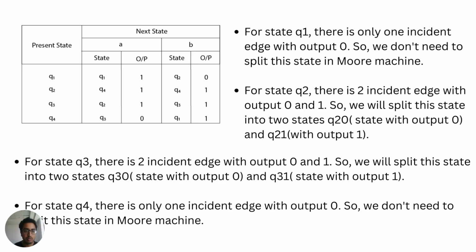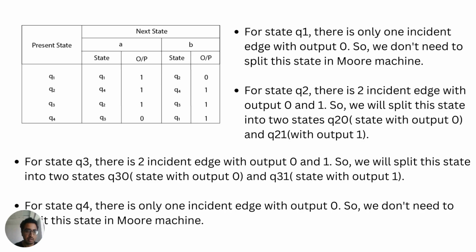For state Q3, there are two incident edges with output 0 and 1, so we will split this state into two states, Q30, the state with output 0, and Q31, the state with output 1. For state Q4, there is only one incident edge with output 0, so we don't need to split this state in the Moore machine. Here we can understand it in tabular form, which is a better way.